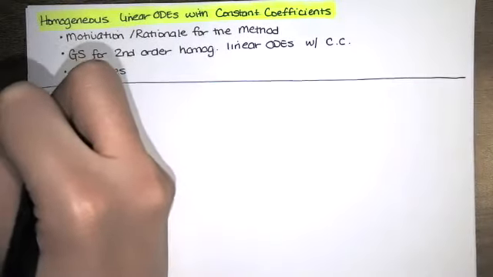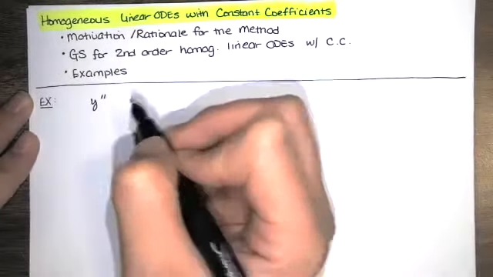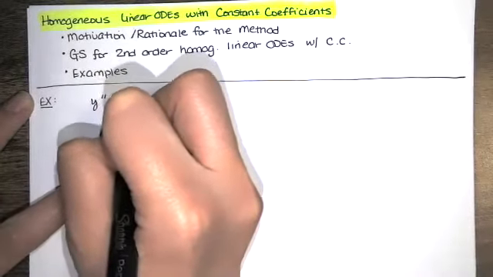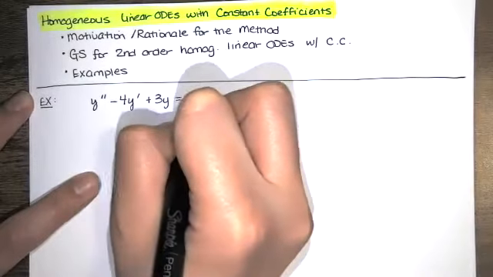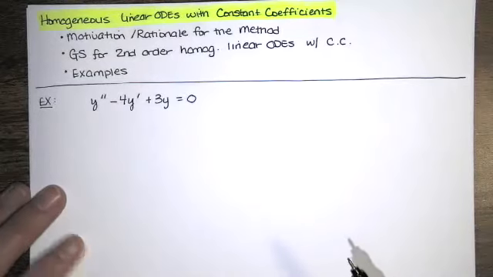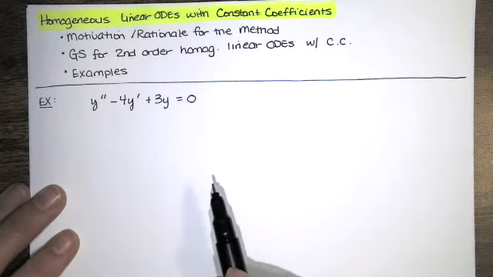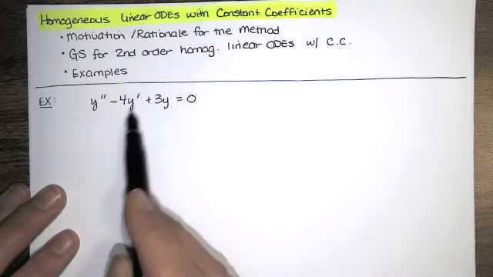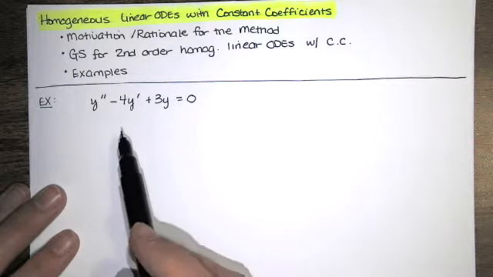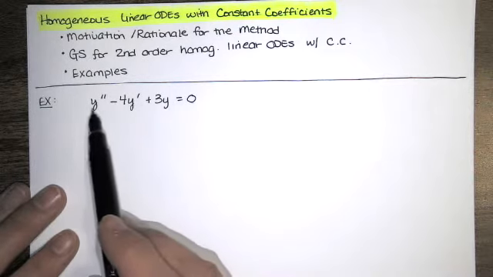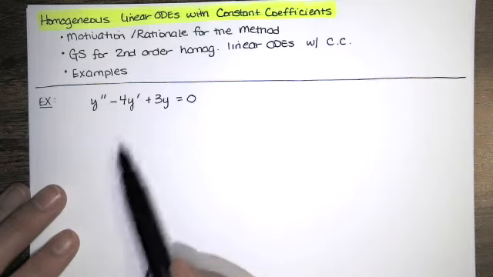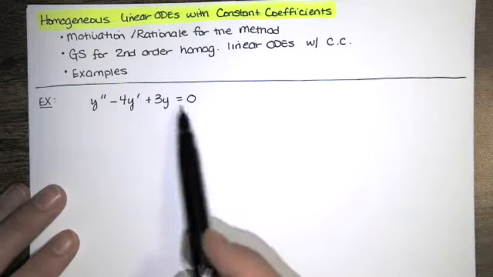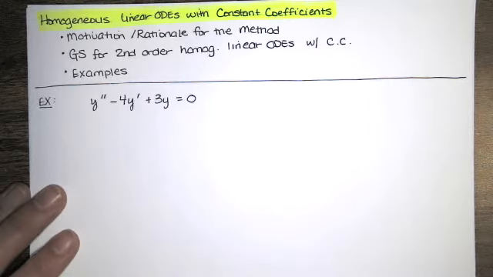To get started, I would like to motivate the method with an example. So let's say you have a differential equation that looks like this: y double prime minus 4 times y prime plus 3y equals 0. Well, this is a second order differential equation. It's linear because y double prime is raised to the first, y prime is raised to the first, y is raised to the first. It has constant coefficients. The coefficients of y and y's derivatives are 1, -4, and 3. And it's homogeneous because the right-hand side is 0. So this is a second order, homogeneous, linear, ordinary differential equation with constant coefficients.